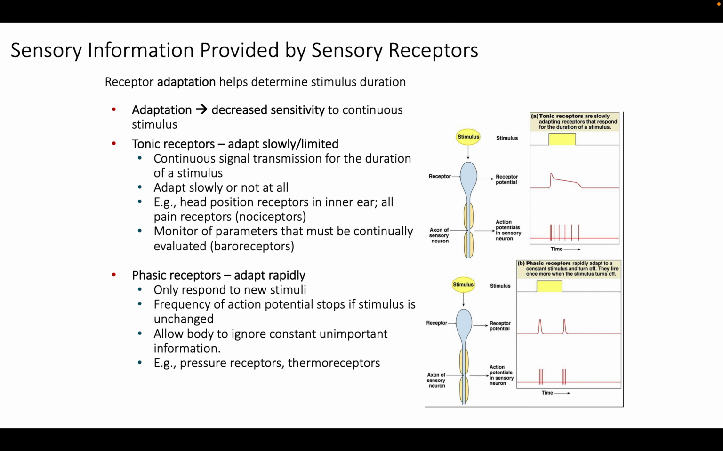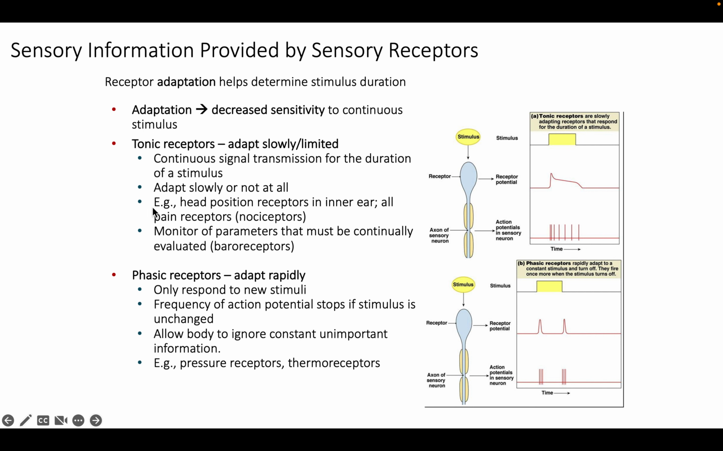Okay, so our first example is tonic. Tonic receptors are going to be slowly adapting, or receptors that have limited adaptation. In the presence of a constant stimulus, they're going to initiate an action potential, and they're going to continue to send action potentials, continue to send information back to the brain, back to the central nervous system, as long as that stimulus is there. So they adapt slowly or not at all.